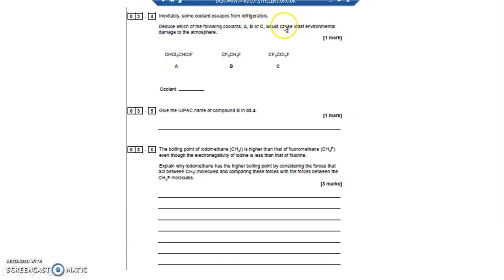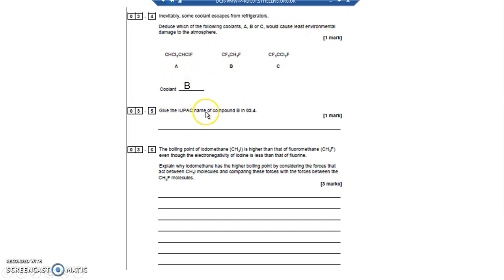Which of the following would cause least environmental damage? So the one without any Cl's in. Cl's can form chlorine radicals if you expose them to UV light. That's got Cl's, that hasn't got any Cl's, that's got Cl's. So B is going to be the one that causes least environmental damage, with no chlorines, no Cl's in it.